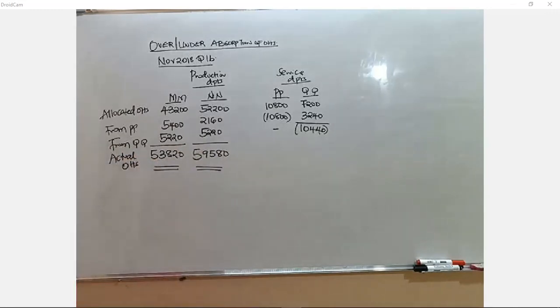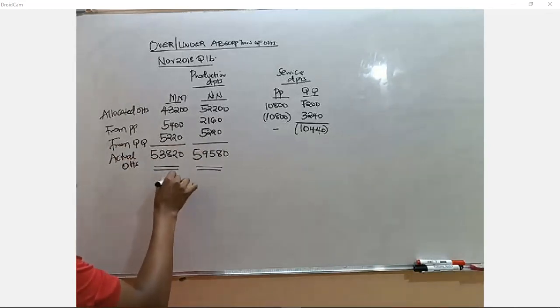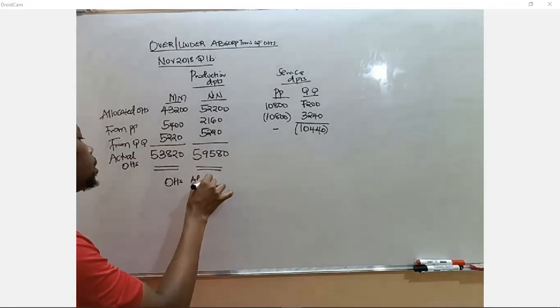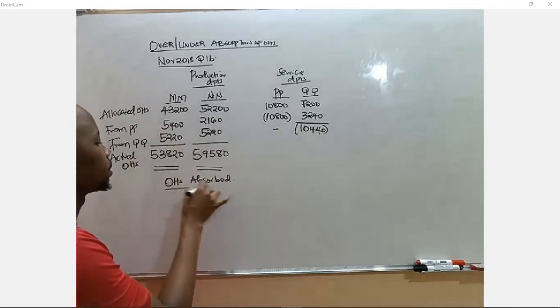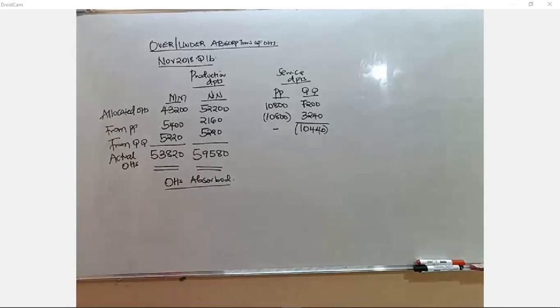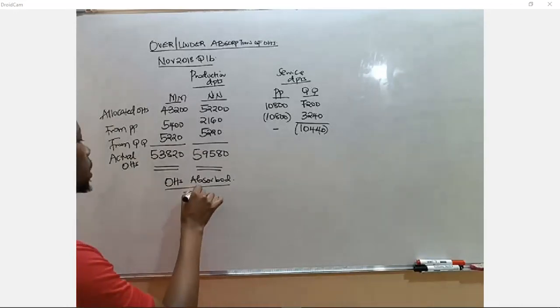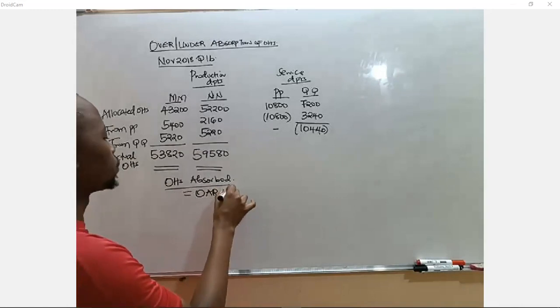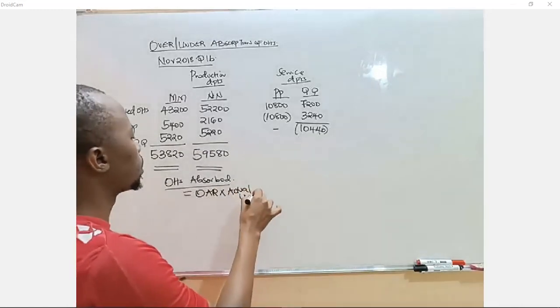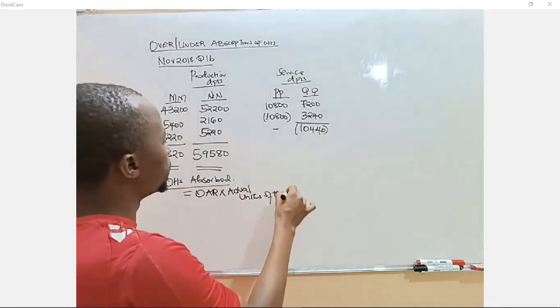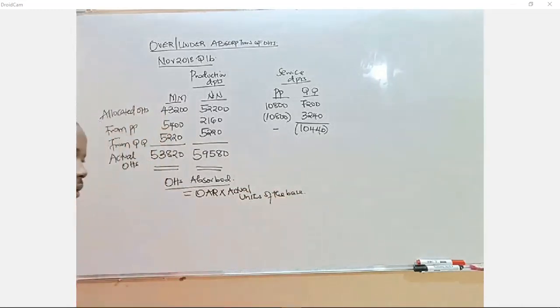We talk about the actual overheads. Once you calculate the actual overheads, we want to compare them with the overheads absorbed. So how do you get the overhead absorbed? Take your overhead absorption rate and multiply by the actual units of the base. Take the overhead absorption rate times the actual units of the base.